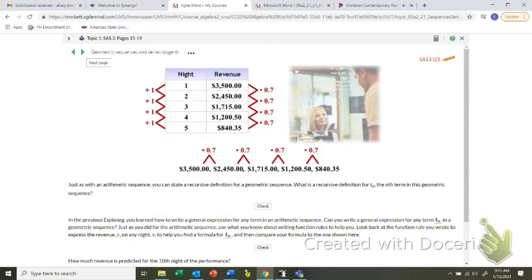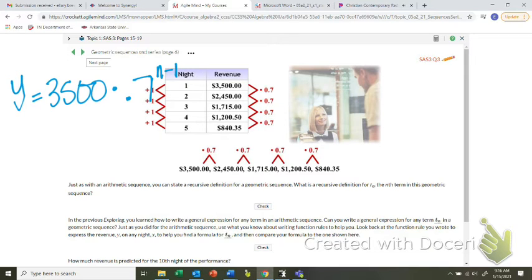Okay, so it says write the recursive definition for the revenue, which we've already written. Then find the general formula for T in terms of N, and use the general formula to predict the revenue for the 10th night. Okay, so what was the formula that we used? Y equals 3,500 times 0.7. What was in the power? N minus 1. All right.